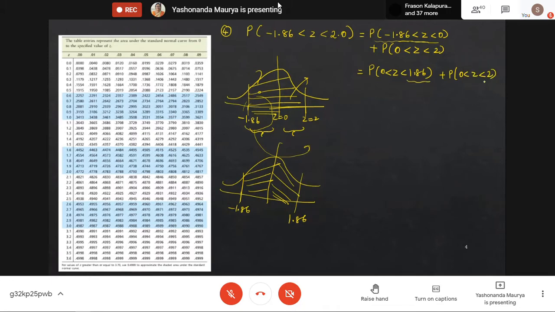So now these two values we can obtain from the table. So where is that 1.86? 1.86 is this number. So it will be 0.4686 plus for this 2 what we have is this one, 0.4772. So when we add both the numbers, we'll get the required probability. So this will be 8, this will be 15, so it will be carry 1, 14, 9, 0. Okay, so this is the required probability.